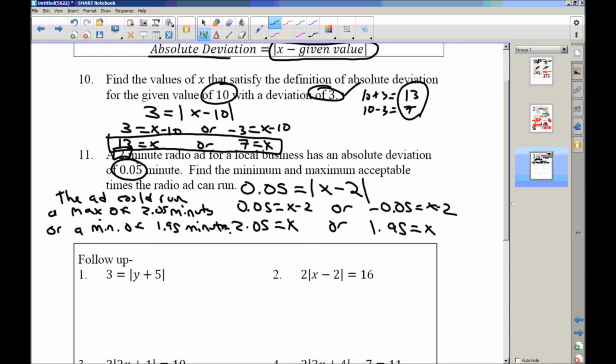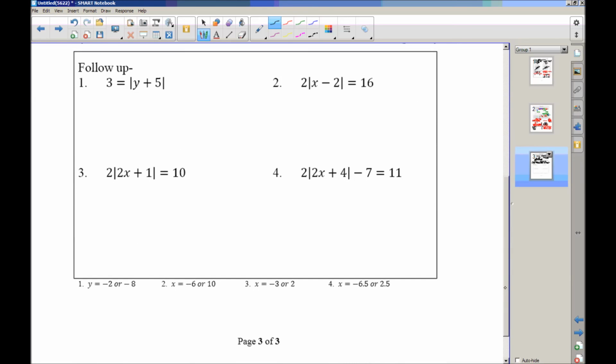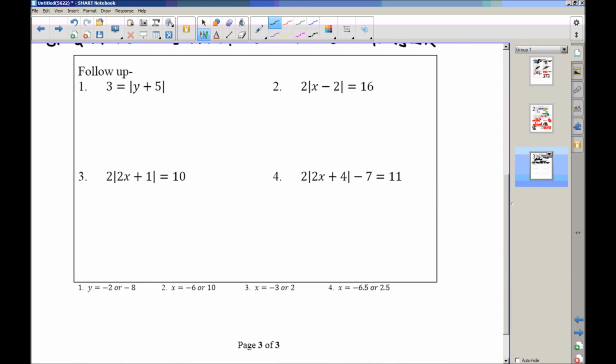Okay. All right. You have a follow-up here. As always, the answers are on the bottom. There's no problem about absolute deviation. We'll practice that a little bit more in class next time.